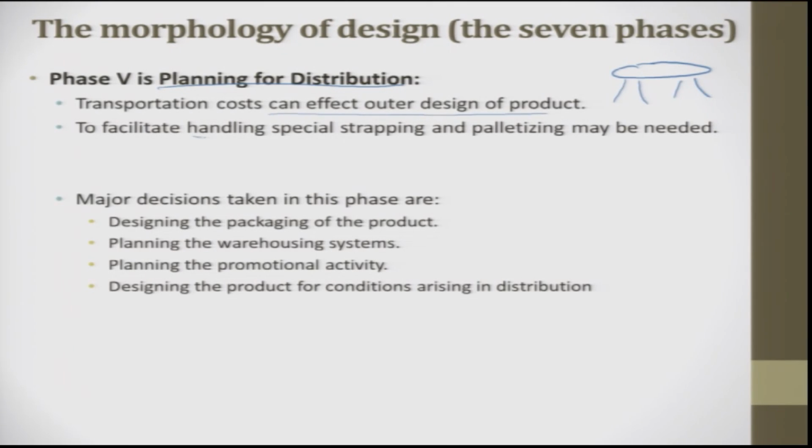To facilitate handling, special strapping and palletizing may be needed. For example, if I wanted to distribute milk, should I distribute it in sachet packets of half a liter? Should I do it in 1 liter? 5 liters? 10-liter bottles? 25-liter cans? 50-liter cans, or 1000-liter barrels? All are distribution of milk, all are milk only. Now I have to decide what my packaging should be. That is why handling, special strapping and palletizing are very important. That is decided in the planning for distribution phase in phase 4.